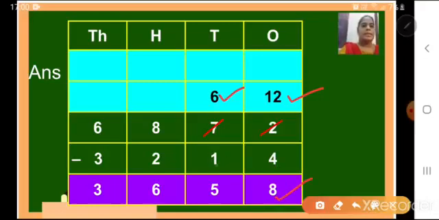Then 6 minus 1 is possible. No need of borrowing. So we will subtract. 6 minus 1 is 5. Okay. 8 minus 2. Is it possible? Yes, it is possible. 8 minus 2 is 6. And 6 minus 3 is 3. This is how we are going to subtract. Look at the numbers properly. Then only we are going to borrow. My difference is 3658.